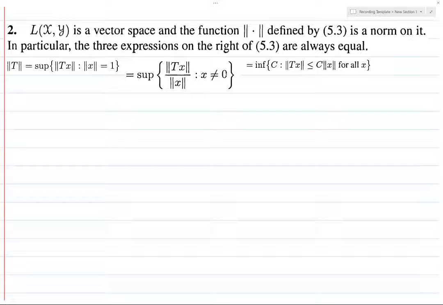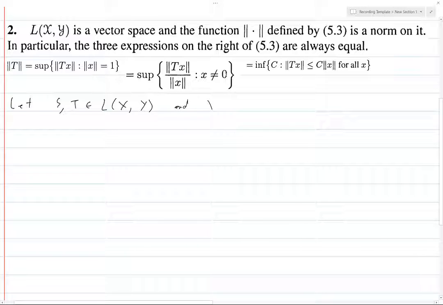So let x, nope, let's not call it x. What did I call it? Let s and t be in L(x, y). I'll just do it my way. And lambda be in, I believe the scalar field we're using here is C, or maybe it's K, where K can be R or C, whatever. Let's just call it lambda. Or let's just say it's in C. It'd work the same in K.